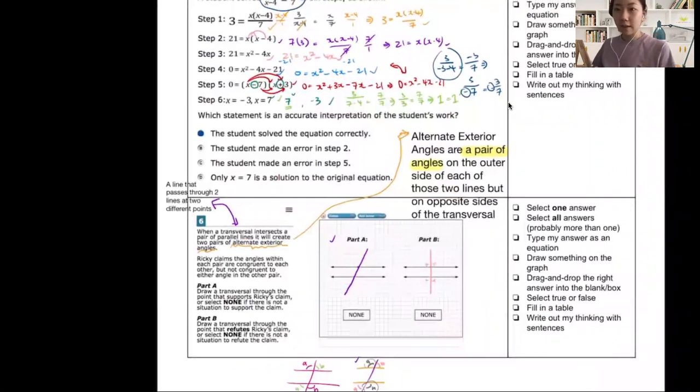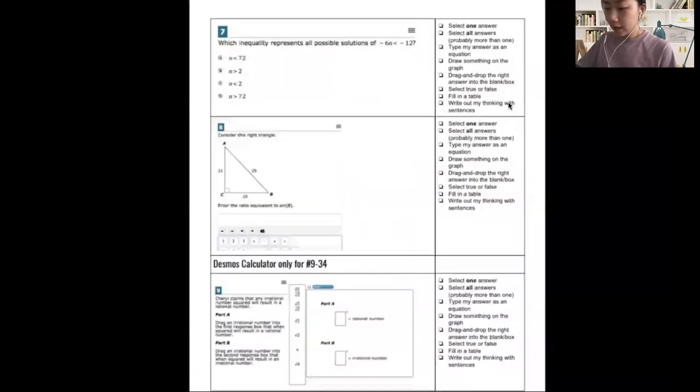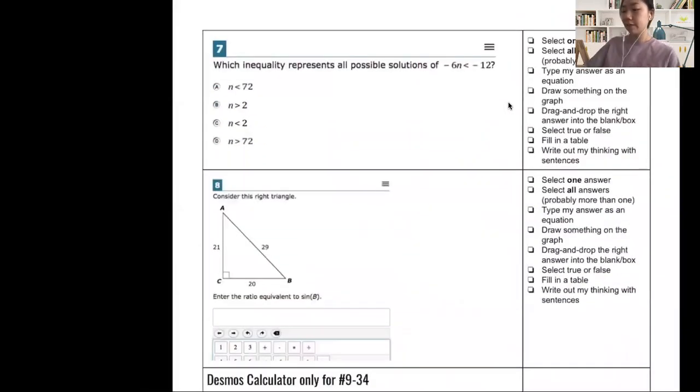This question might seem a little bit tricky. It requires us to refresh our memories of angles and their identities. So if you have questions, you can email me. I can do more in-depth exploration on this topic. Okay, so that's number 6. Let's move on to number 7.